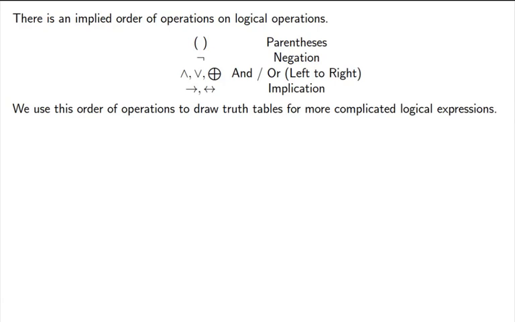Now let's look at the order of operations on these. Just like with numbers, we start with parentheses. But then after that, negation is the next one that we look at. And then we have the and, or, and exclusive or that we'll treat left to right as our next level of order of operations. And then the implication as well as the double implication come at the very end. The reason we do these is so that we can do truth tables and do them in some sort of logical order.